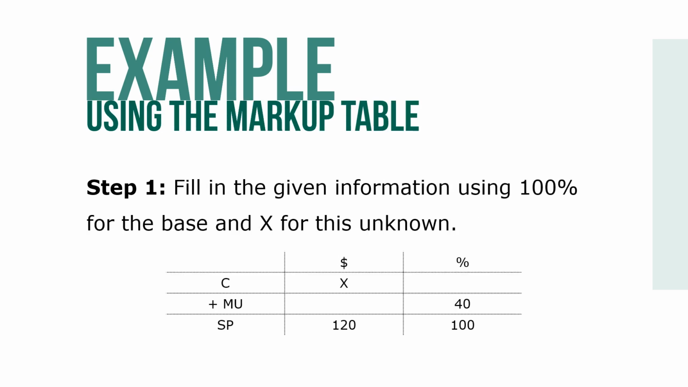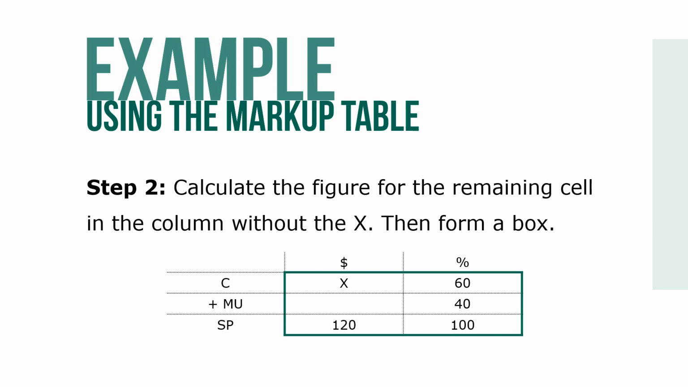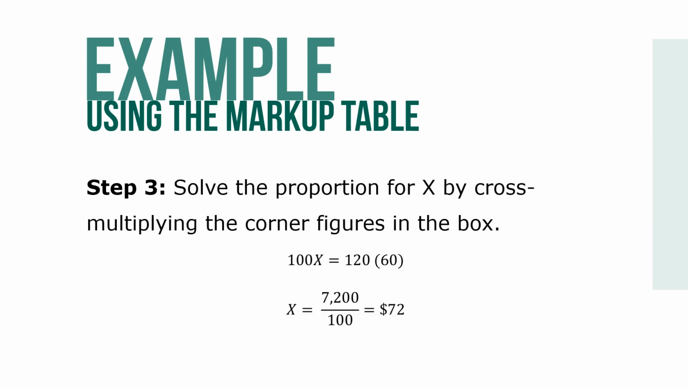You can also use a table to fill in the given information using 100% for the base and X for the unknown, as you see here. Calculate the figure for the remaining cell in the column without the X, then form a box. Solve the proportion for X by cross-multiplying the corner figures in the box. So 100X equals 120 times 60, and X equals 7200 over 100, which equals $72.